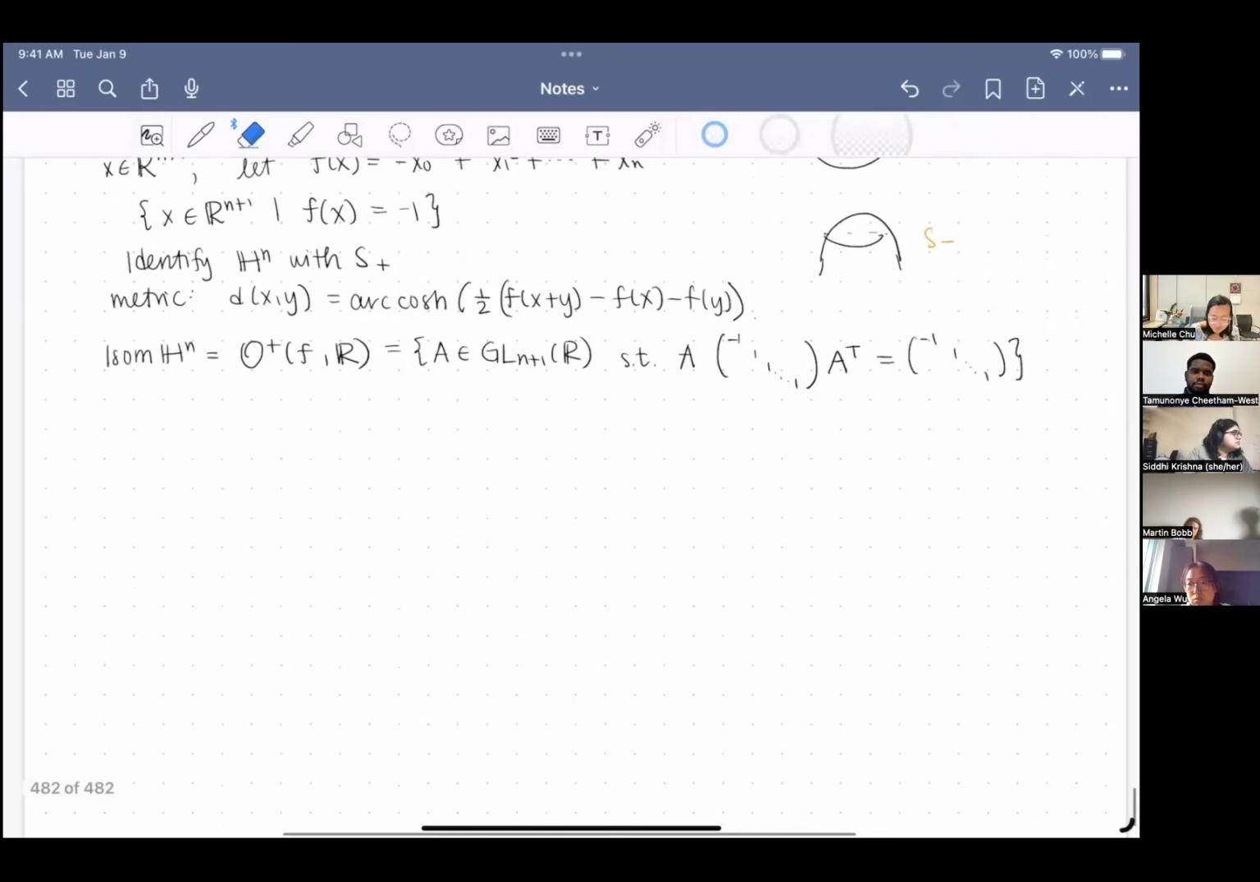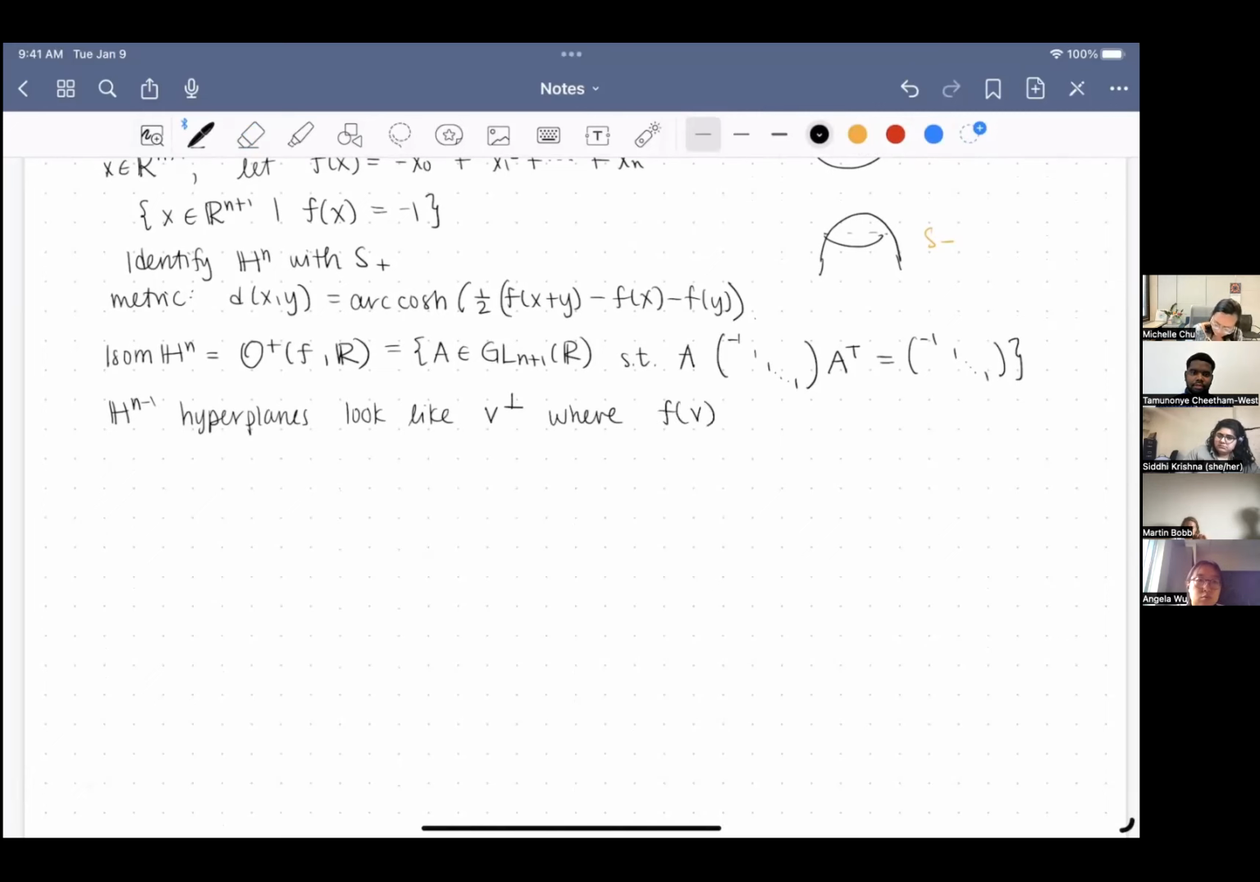And it's not hard to see then what the hyperplanes look like in this space. So hyperplanes, so Hn-1 hyperplanes. They look like orthogonal complements to vectors V, where when I evaluate this form at this vector, I get something positive. Okay.